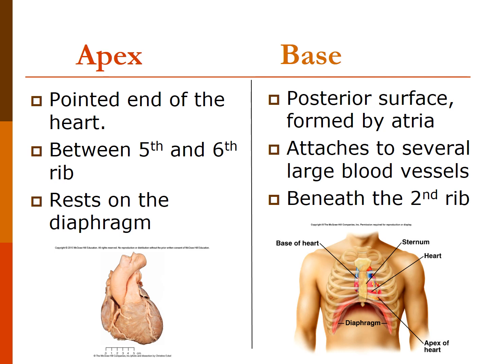The apex is the point of the heart. It's located between your 5th and 6th rib. The apex rests on the diaphragm. The base is formed by the posterior surface of the atria. This is where you find the attachment of several large blood vessels. This is beneath your 2nd rib.